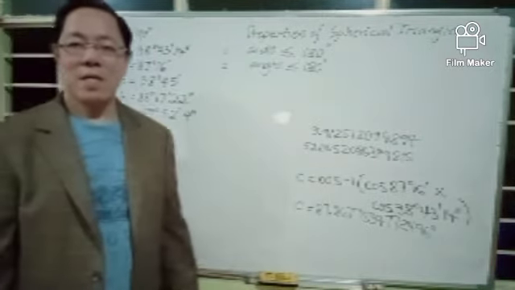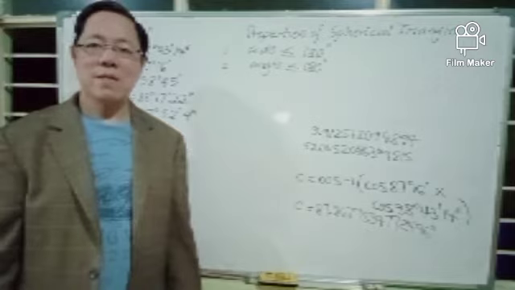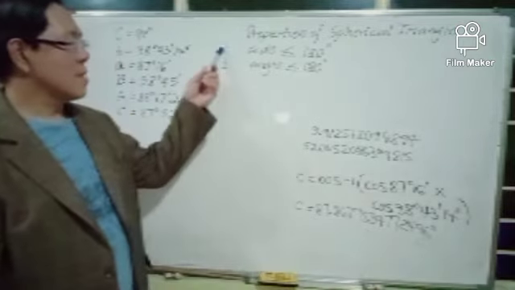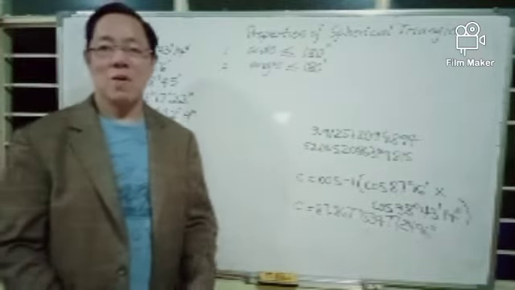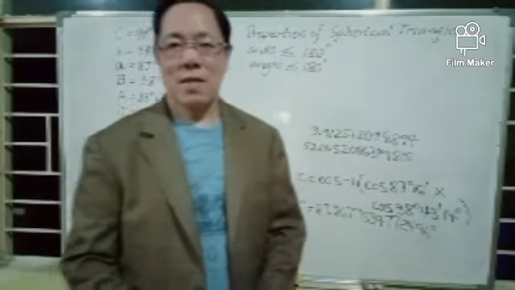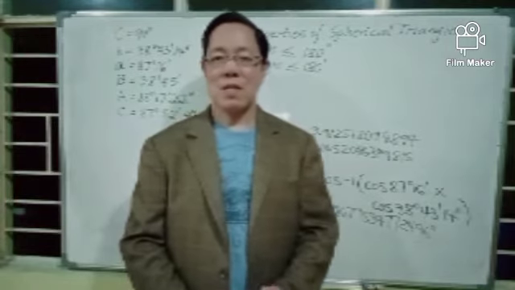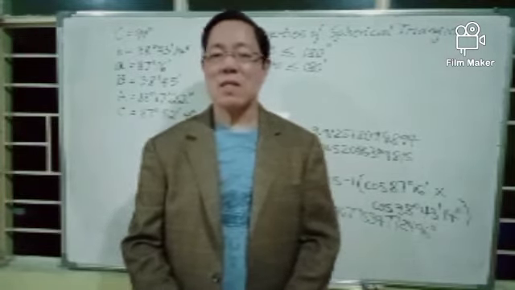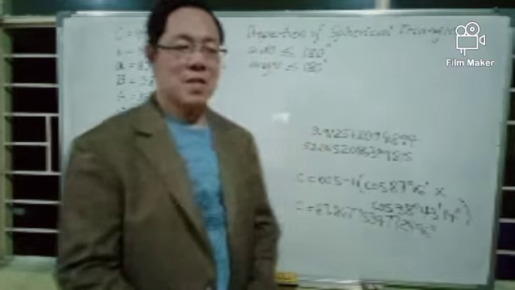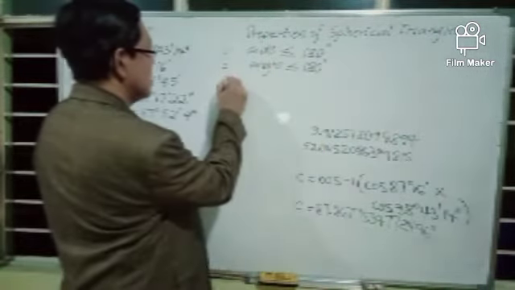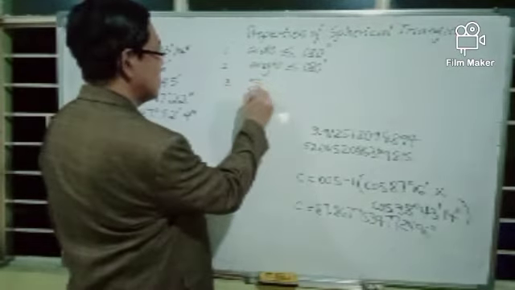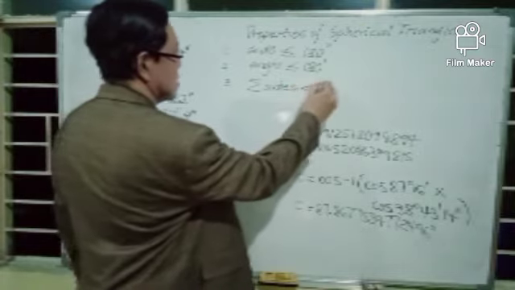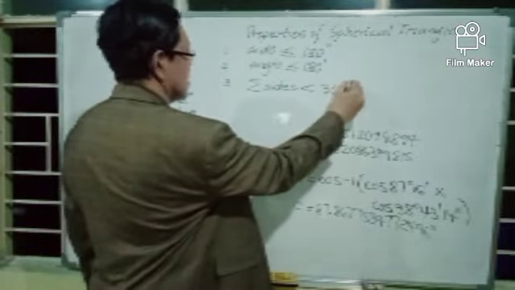So our right spherical triangle with its parts satisfies the first two properties of spherical triangle. The third property of spherical triangle is that the sum of the sides of spherical triangle is less than 360 degrees. And we write that the sum of the sides is less than 360 degrees.